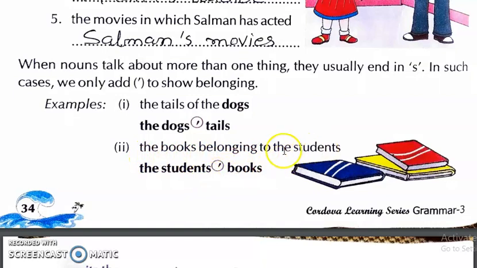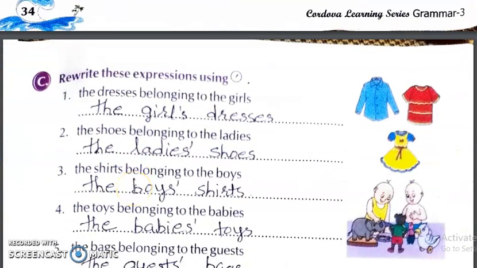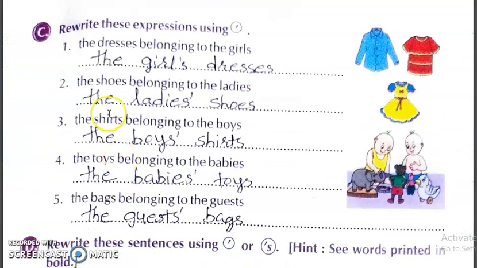So here, students' books. We will write the students, and we will put only the apostrophe sign here, and then books: the students' book. Okay, now on the next page, the exercise is there. Rewrite these expressions using apostrophe. The dresses belonging to the girls. So we will write like this.